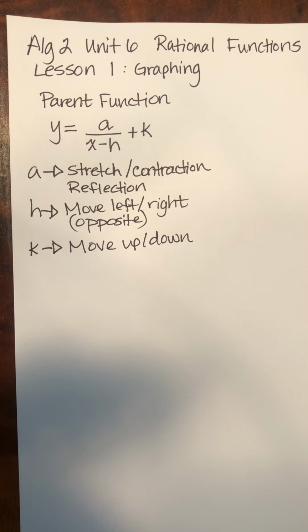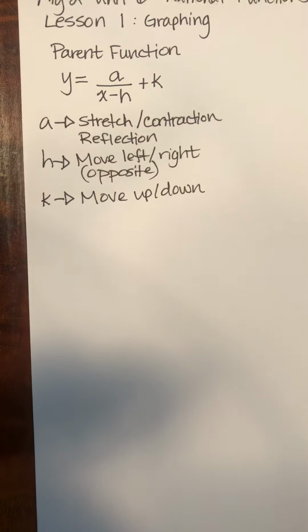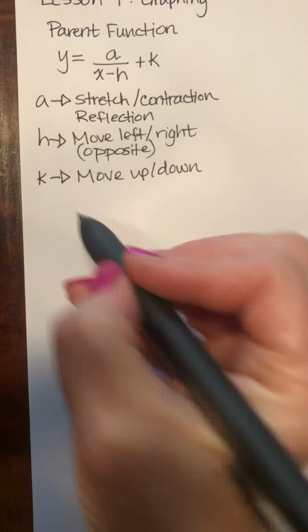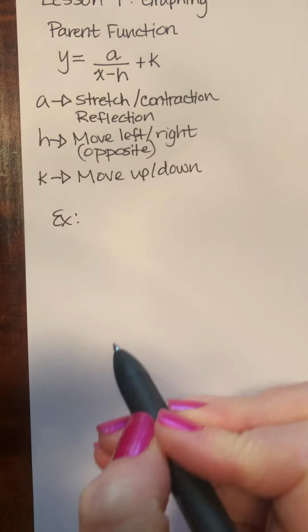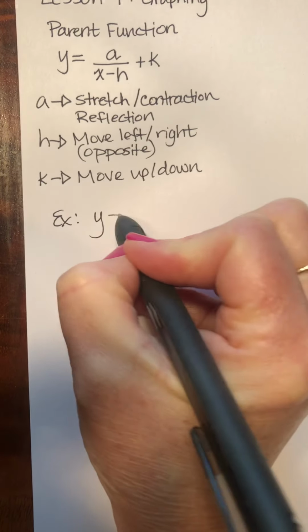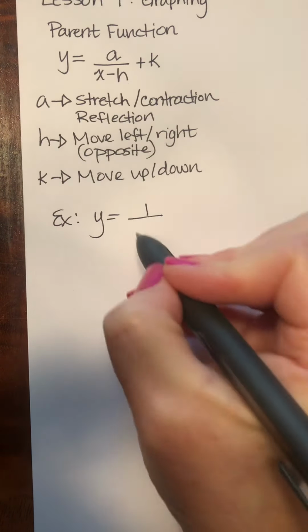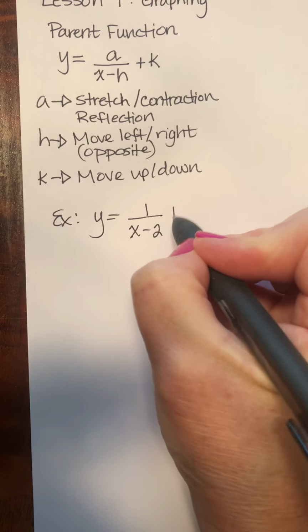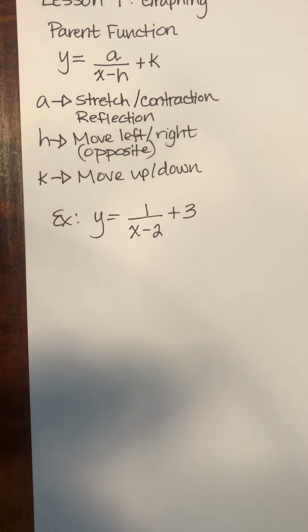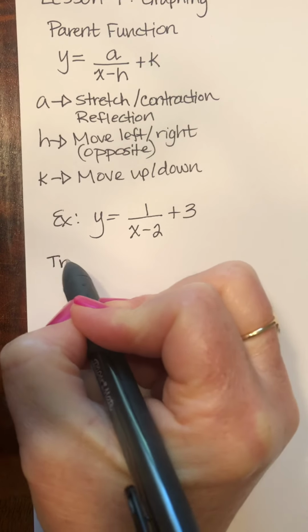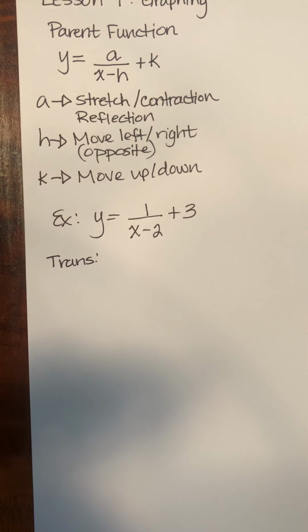So identifying the transformations should be very simple. We've done this before with other parent functions or other functions, but this is also related to what we call a vertical asymptote, a horizontal asymptote, and the domain and the range. So let's look at an example. The first example that I have for you is going to be y equals 1 over x minus 2 and then plus 3.